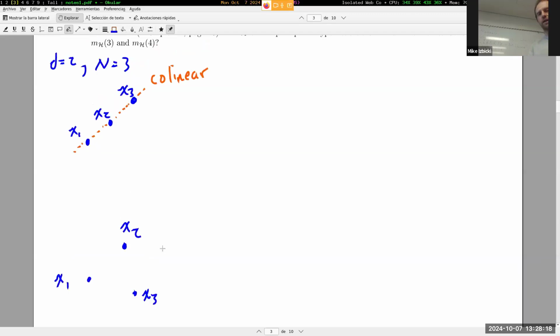In D equals 2 and N equals 3, no matter how you arrange the points, you're either going to have things sit on a triangle like this, or things sit on a line like this. And so we're only doing 2 examples, but this really captures like everything that can possibly happen.